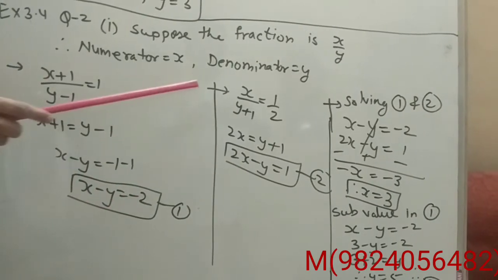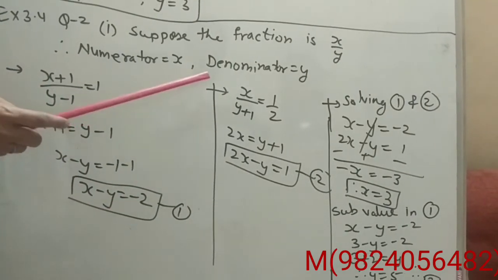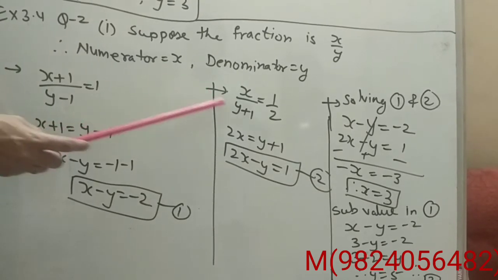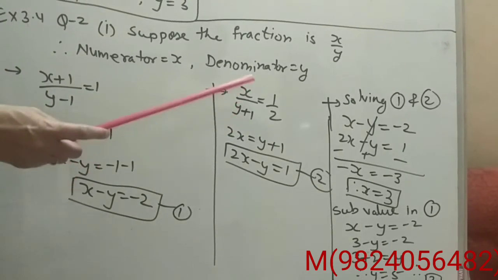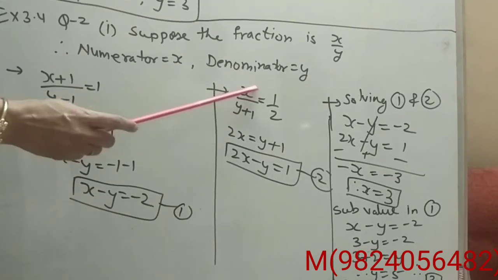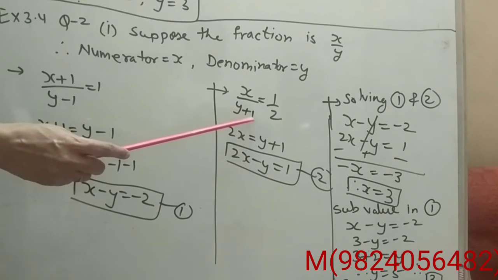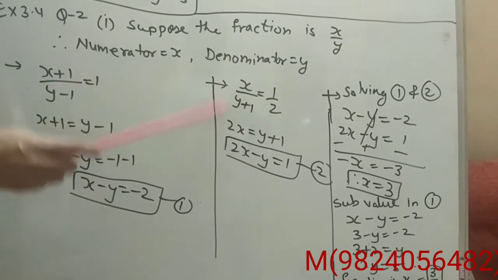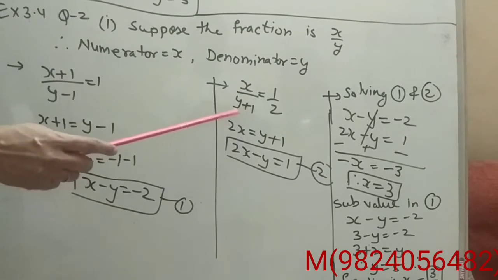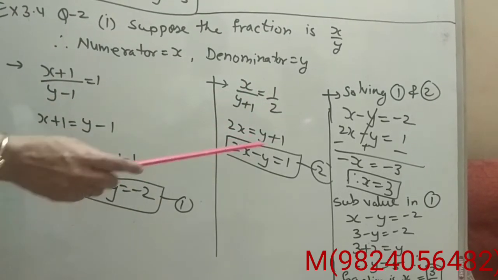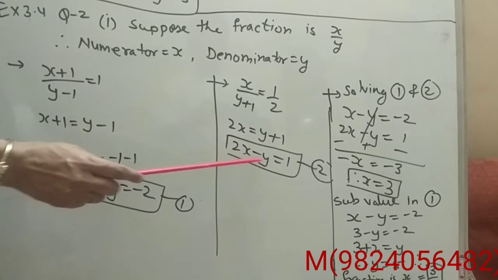Come to the second condition given in the question. The second condition is, if you add 1 to the denominator, that's it. Nothing is mentioned about the numerator, so the numerator will remain as it is and you have to add 1 to the denominator. The final answer will be 1 upon 2. This is the given condition in the question. So again simplifying, 2 on this side, y plus 1 on this side, you will get 2x, y on this side taking minus y is equal to 1.